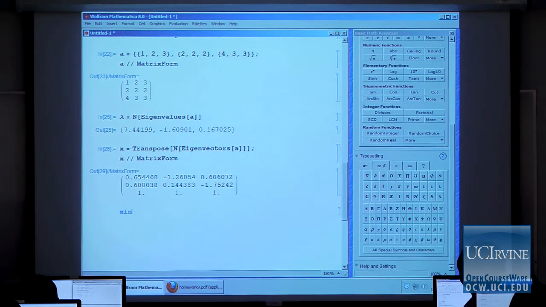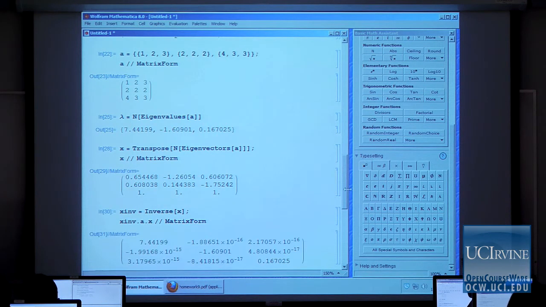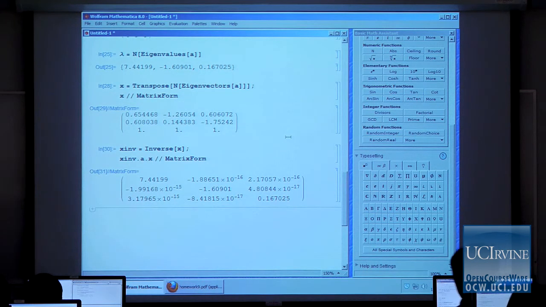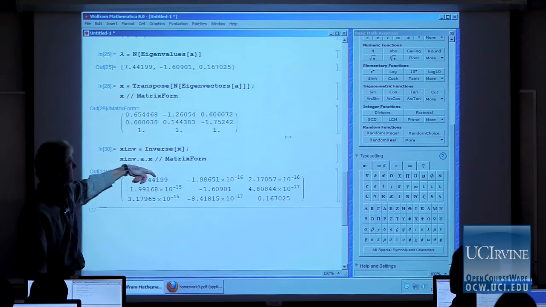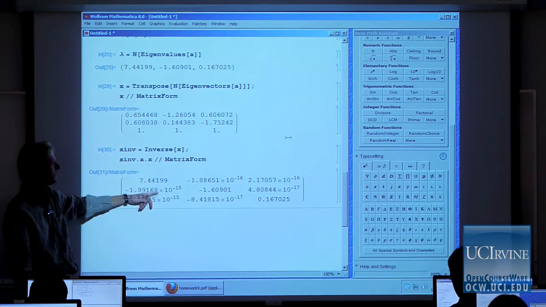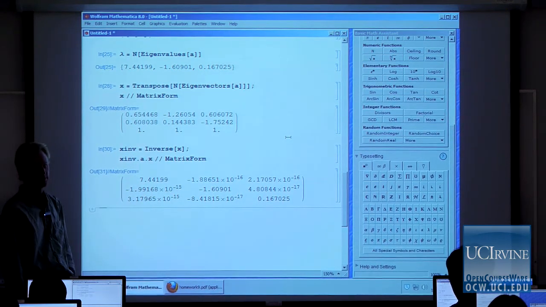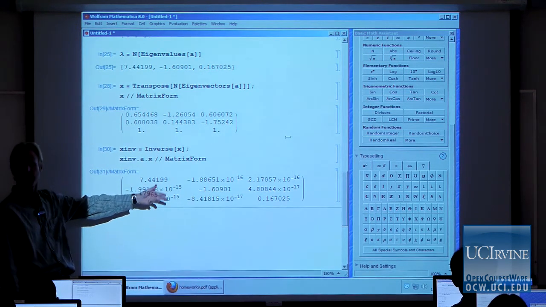Okay, we can say xinv equals inverse of x, semicolon, and then finally, let's check the similarity transform, which is xinv dot a dot x, let's just leave it like that, and put it in matrix form. And what we see is that we don't get a diagonal matrix of eigenvalues. You can see that the eigenvalues are, in fact, along the diagonal. But then there are these other numbers in here kind of polluting our beautiful diagonal matrix. Now, these are likely just due to numerical imprecisions.